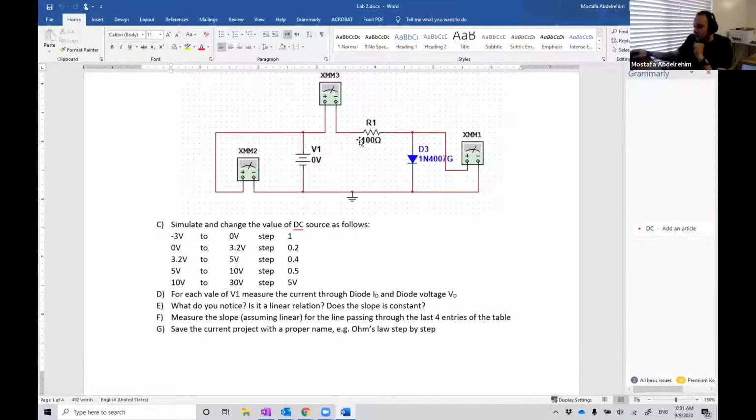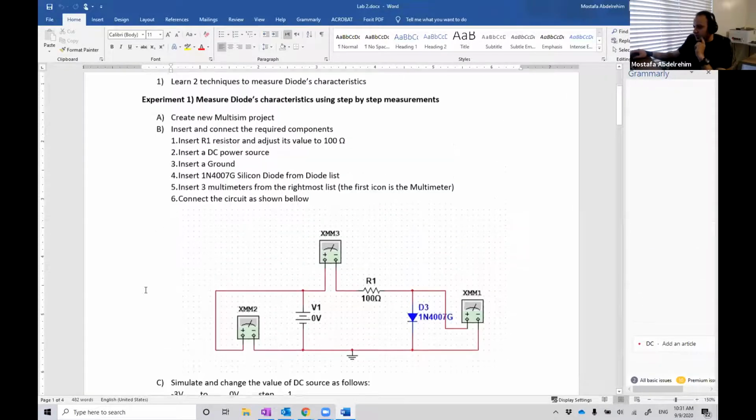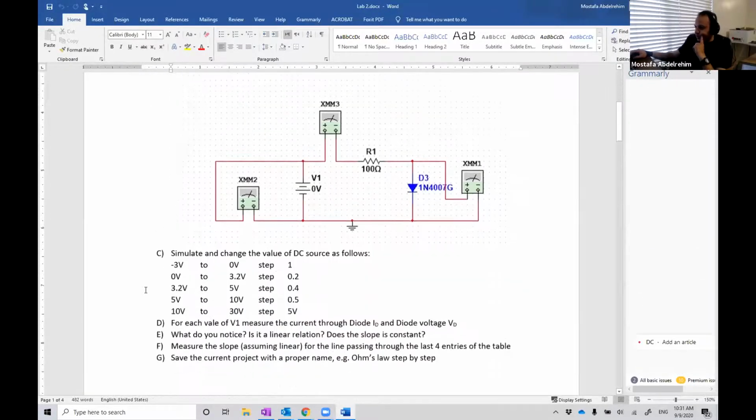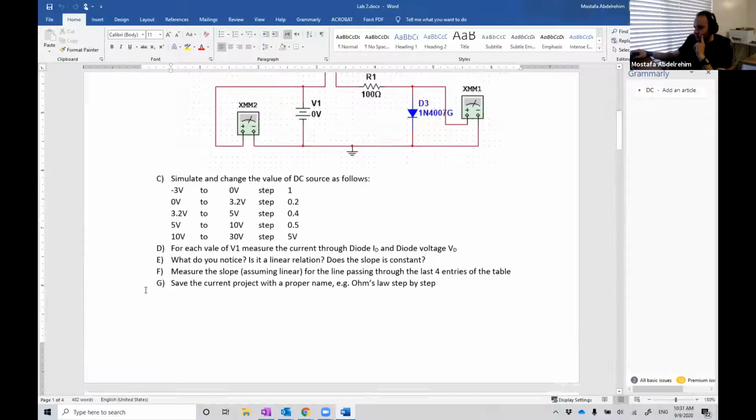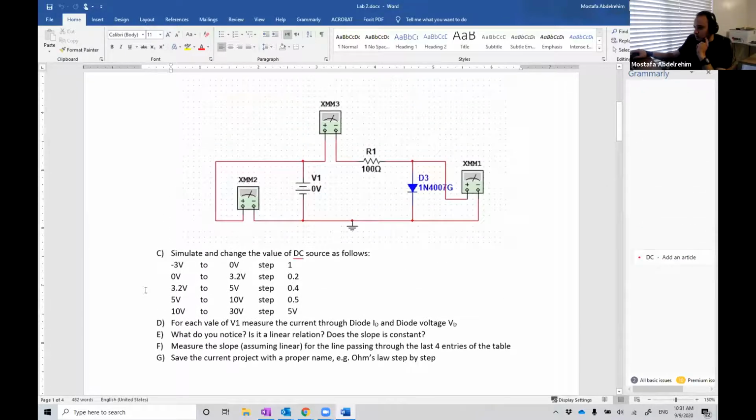Just think about this question: why we put R1? Just imagine what will happen if you connect V1 directly in parallel to the diode, and I'm sure you will get the answer. If you didn't get the answer, just after you finish, I will, of course, explain it.